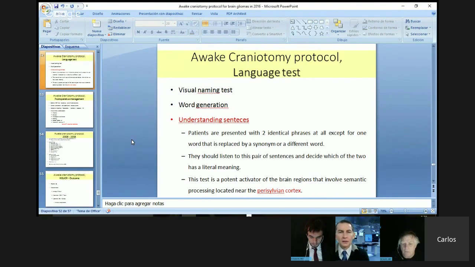Language test. What about the understanding test? Patients are presented with two phrases that are identical except for one word, which is replaced by a synonym or a different word. They should listen to this pair of sentences and decide which of the two has a literal meaning. This test is a potent activator of the brain regions involved in semantic processing, located near the perisylvian cortex.